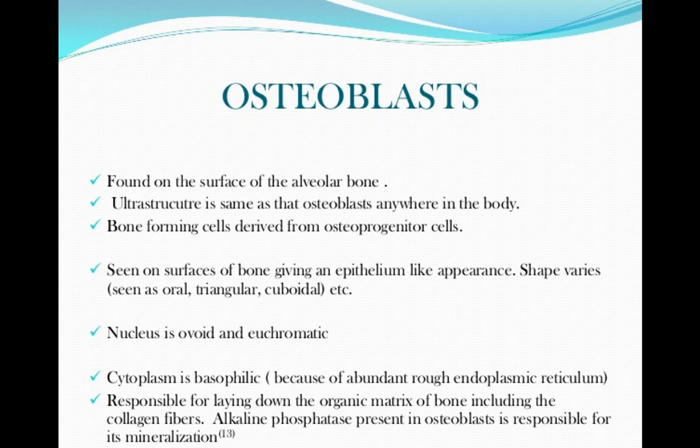Osteoblasts. Osteoblasts are found on the surface of the alveolar bone. Ultrastructure is the same as that of an osteoblast anywhere in the body. Bone forming cells derived from osteoprogenitor cells, seen on surfaces of bone, giving an epithelium-like appearance. Shape varies, seen as oval, triangular, and cuboidal. Nucleus is ovoid and euchromatic.